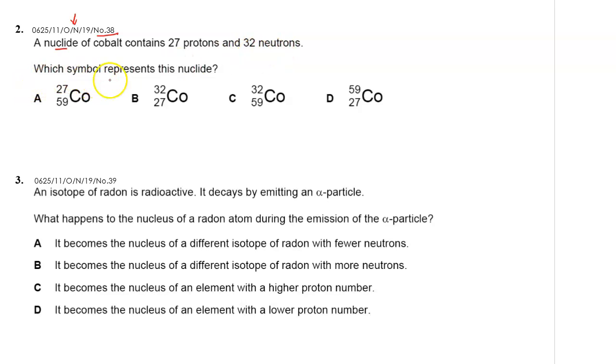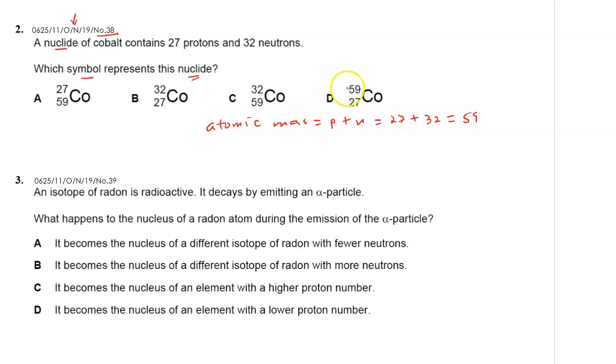Which symbol represents this nuclide? All right, this is how we write the nuclide. Of course, cobalt is Co, and therefore you need to know the correct symbol. You need first to work out the atomic mass of this nuclide. So atomic mass is basically the mass of protons plus the mass of neutrons. In this case, we have 27 protons plus 32 neutrons. This will give us 59. So the atomic mass is 59.